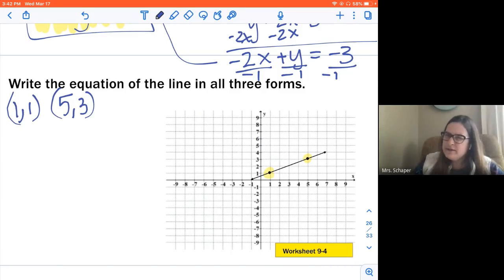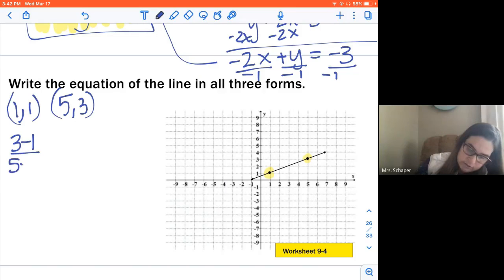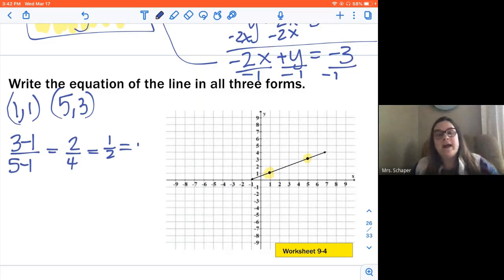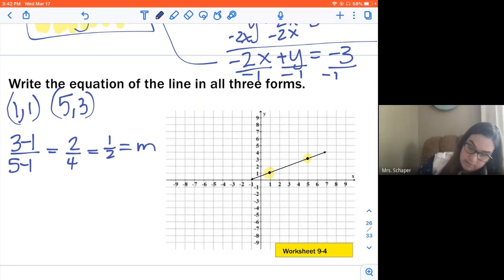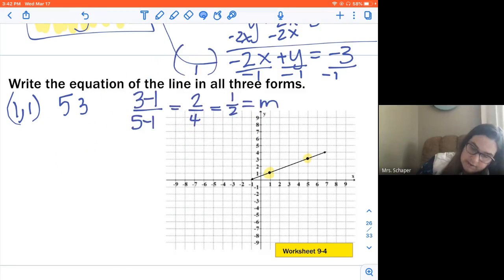First thing I need to do is find the slope. So I'm going to take 3 minus 1 over 5 minus 1, which is 2 over 4. So my slope is 1/2. Now what I'm going to do is take that and put it in point slope form and then translate it from there. So here's my slope. Shrink it down a little bit. Erase this.